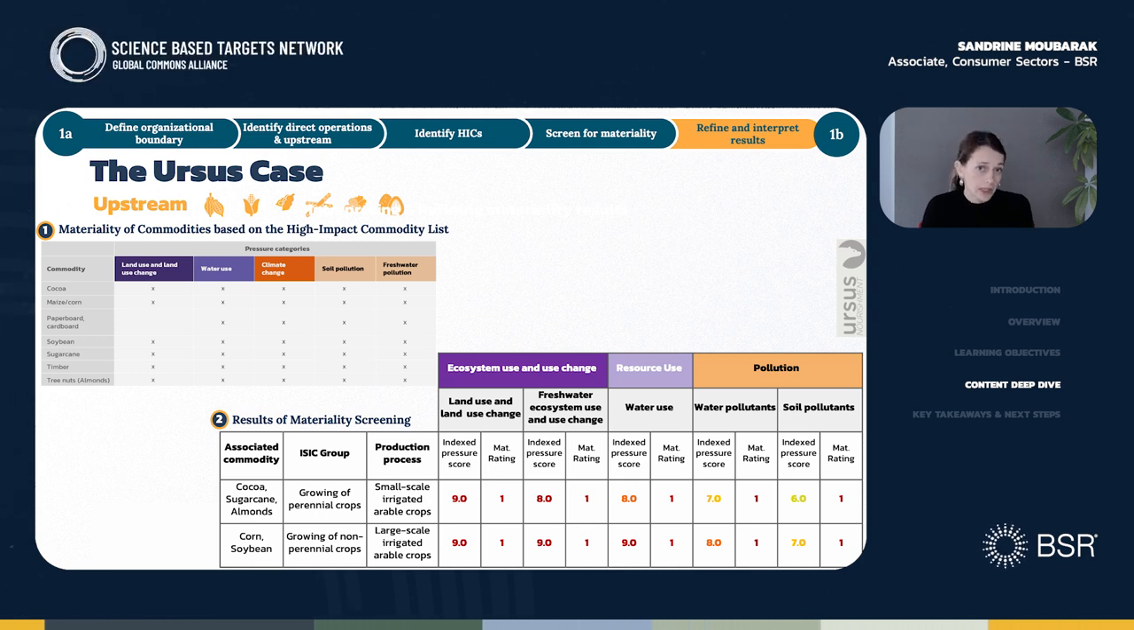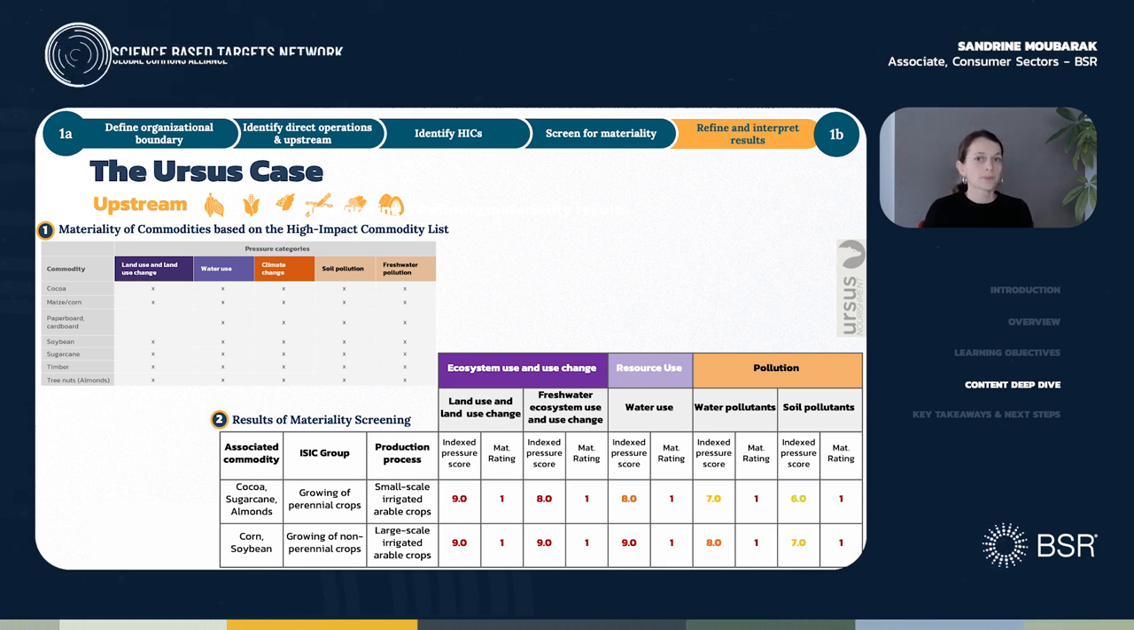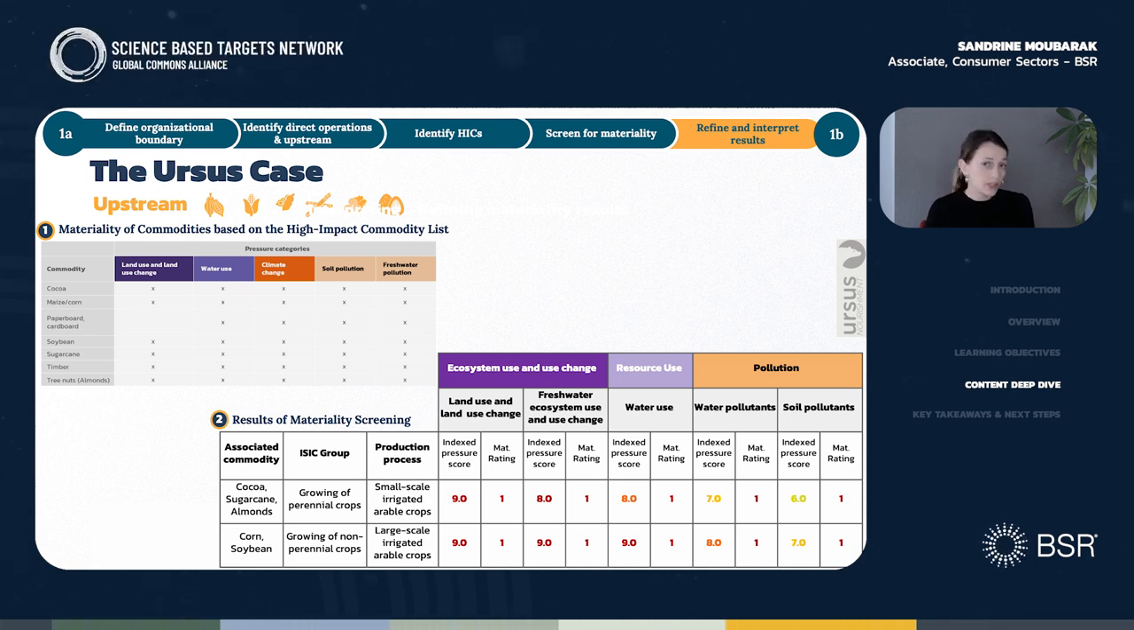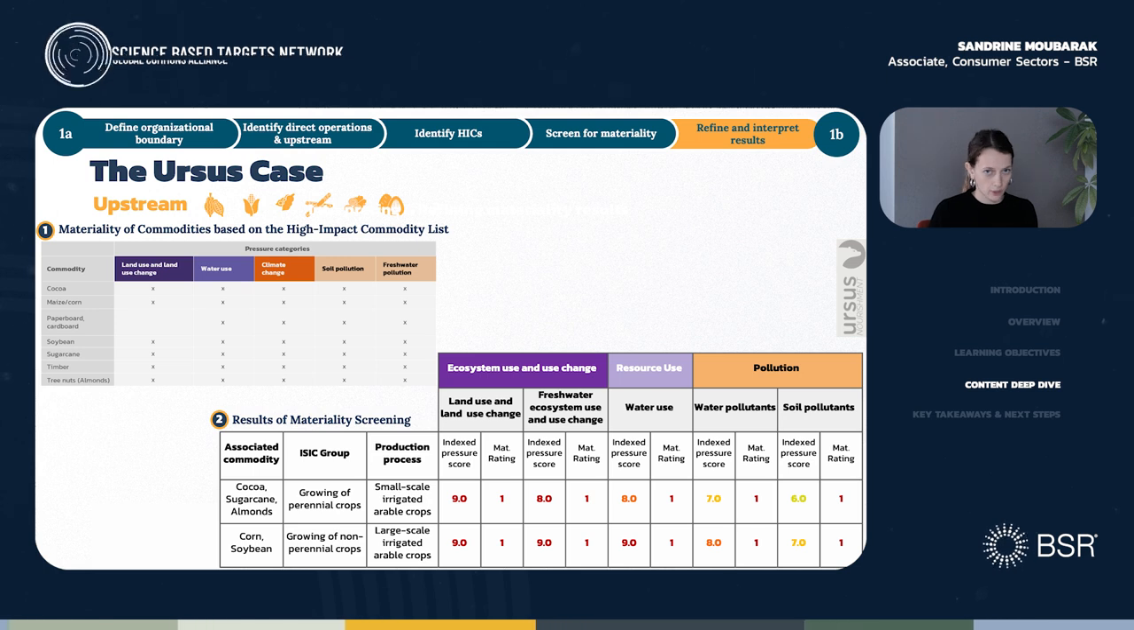So URSUS first leveraged SBTN's high impact commodity list. When using this tool, we can see that out of the 8 commodities screened, 7 were deemed material across all 5 pressures, with the exception of paperboard and cardboard, which were material for 4 out of the 5 pressures. For context, an X indicates sufficient evidence to indicate materiality of that pressure in the processing or initial production stage for that commodity.